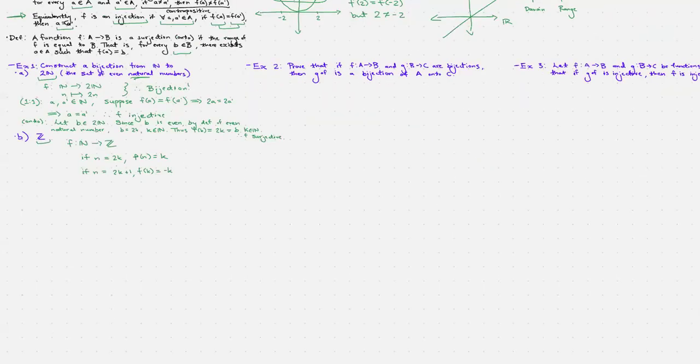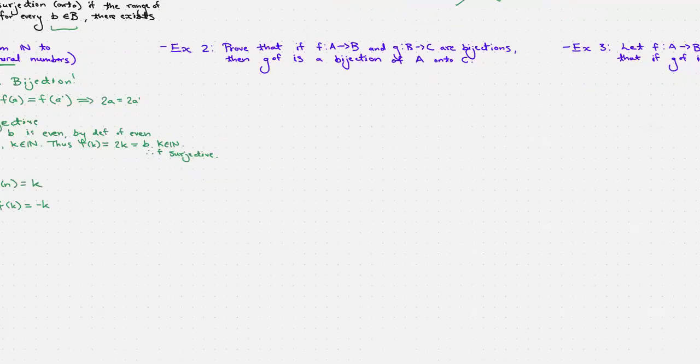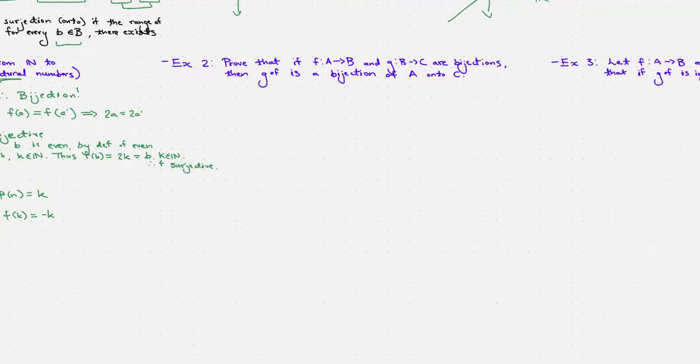So for this problem, we have a function f from A to B and a function g from B to C that are both bijections. So we want to show that the composition of these functions, g of f, g composed with f, is a bijection of A onto C.